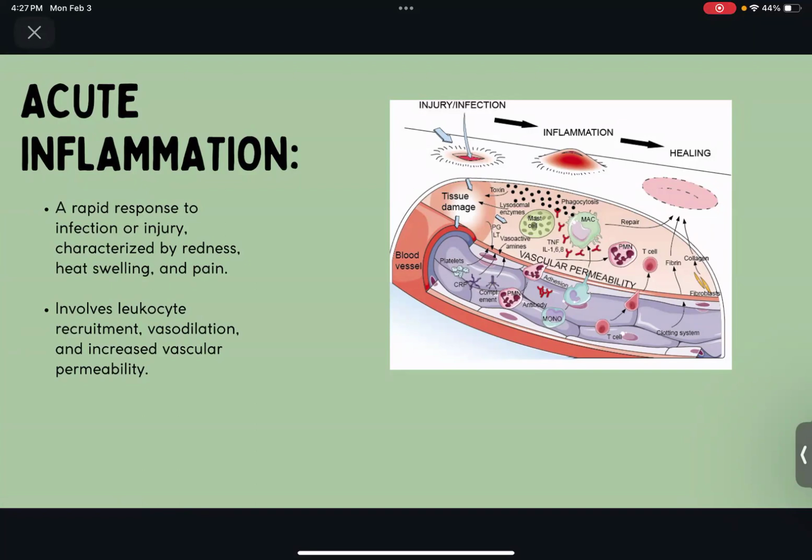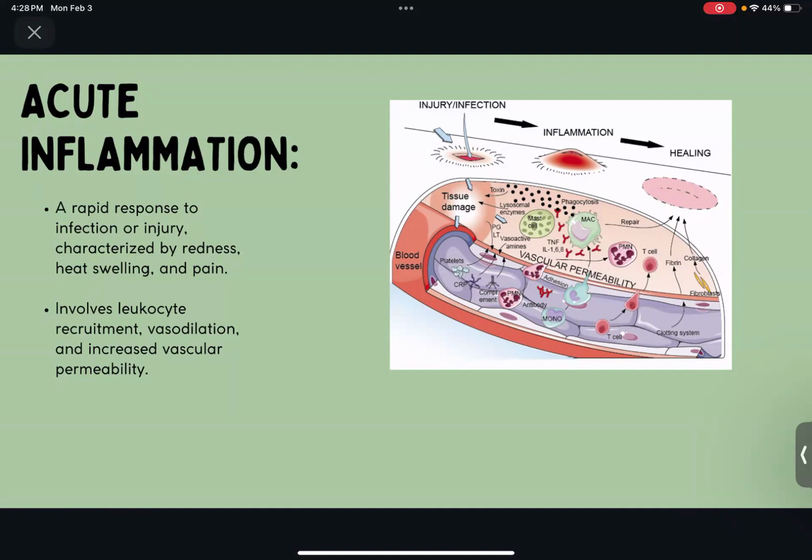Inflammation is a key response of innate immunity. It recruits immune cells to infection sites, increases blood flow, and promotes healing. The classic signs, such as redness, heat, swelling, and pain, are all due to immune activation.